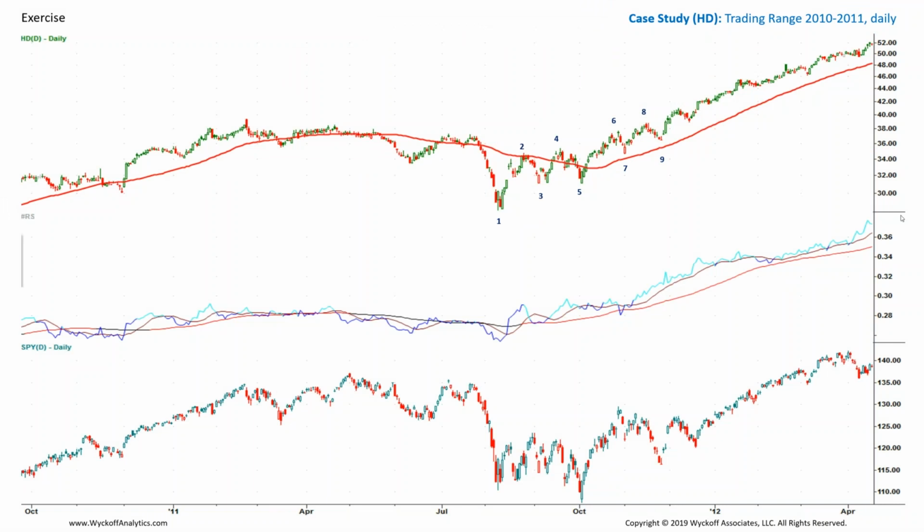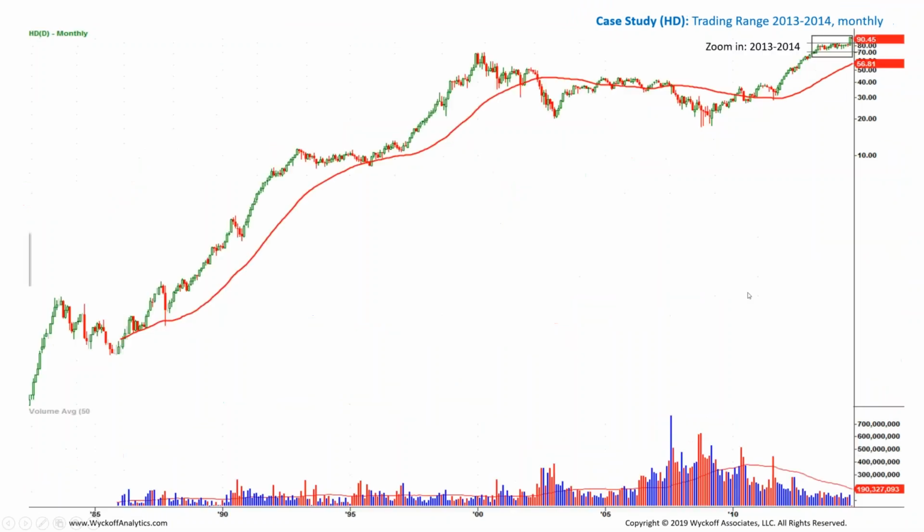And look at the relative strength trend. I mean, this is probably one of the most persistent relative strength trends that I've seen. It just goes up and up and up. It doesn't go into extreme overbought or extreme oversold. It's just very sustainable. The reactions are really small.